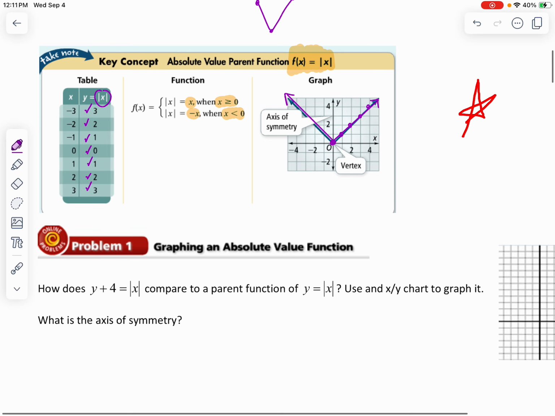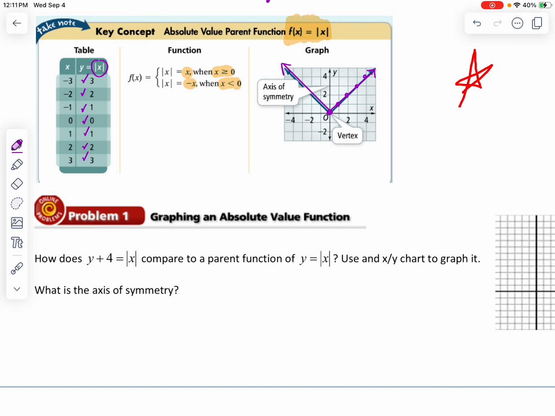Okay, let's graph it, and we're going to talk about a parent function and how it differs. We're going to use words like translating, up, down, left, right, stretch, compress, reflect.